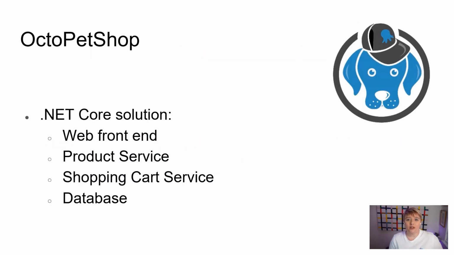Now, the application that we're using is one that we love here at Octopus Deploy, and that's called Octo Pet Shop. And that's focusing on an online retailer for a pet shop. Now, the back-end infrastructure of that is a .NET Core solution with 4 key components. We have the web front end, we have the product service, we have the shopping cart service, and we have a database that this all works together. So I'm going to be talking you through how to automate all of the deployment around all of this. So let's dive into the Octopus Deploy portal and have a look at it now.